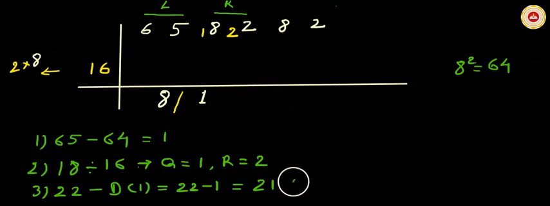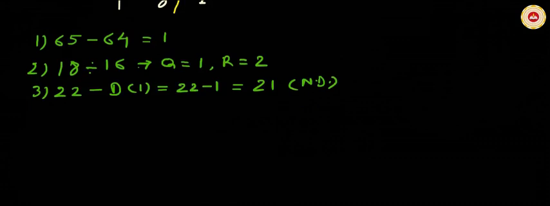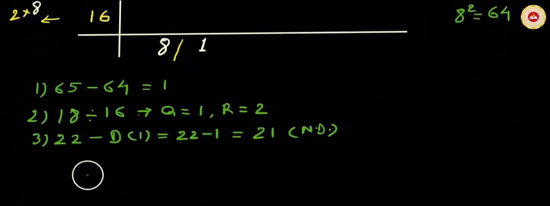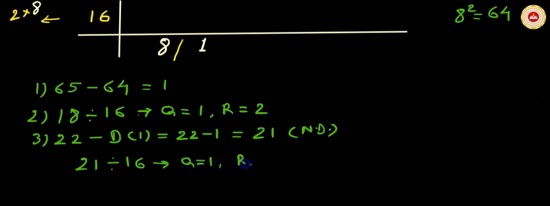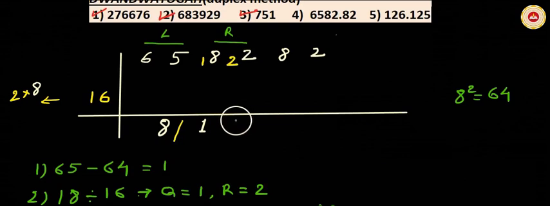21, and this 21 is the net dividend. Correct? So now divide this 21, the net dividend, by the divisor 16, which gives us quotient 1 and remainder 5. Correct? So write quotient 1 below 22 and write remainder 5 as a prefix to the next digit.